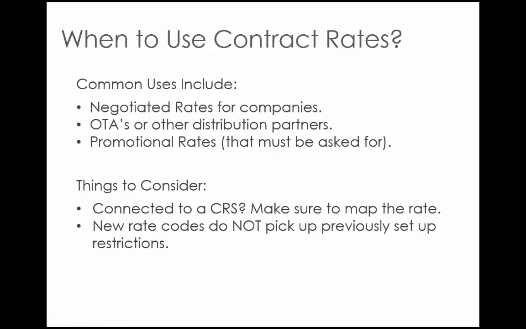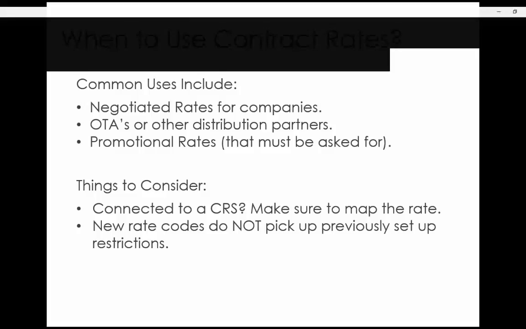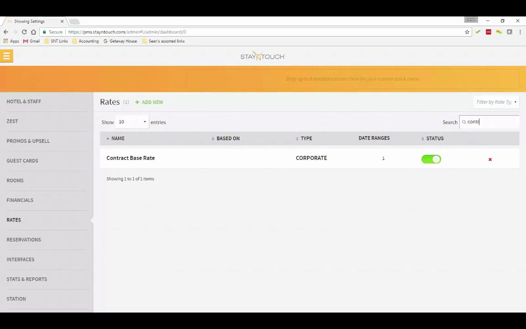So I'm going to take us into the system and talk about some different things about contract rates. Anytime we're doing a contract rate, we're always going to be pulling that rate and attaching that rate to an existing rate that we have. So something that's already built, whether it be our best available rate, whether it be something else. And one of the things that I started pushing and encouraging people to do is to build a contract rate base.